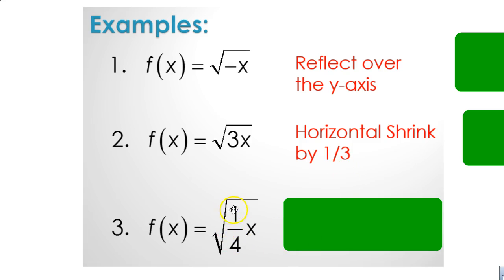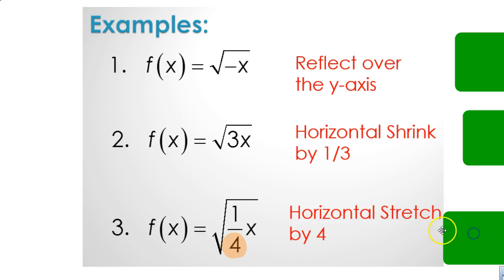And number 3, we have a fraction of 1/4. So it's really this number down here that we're looking at, and this is going to end up being a stretch by a factor of 4. Since that number is between 0 and 1, the reciprocal is actually how it's going to stretch. It's going to have a horizontal stretch by 4.